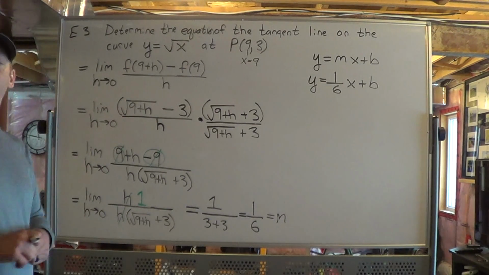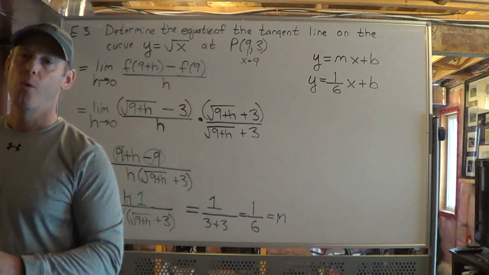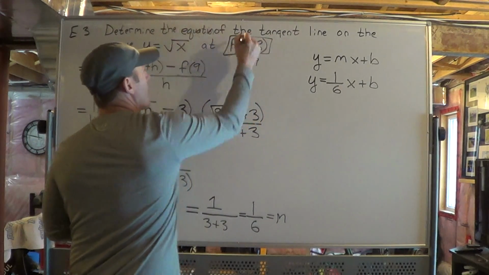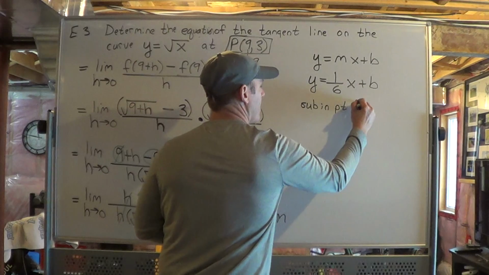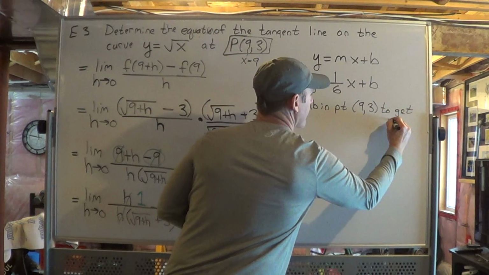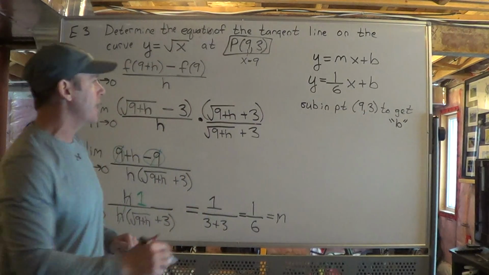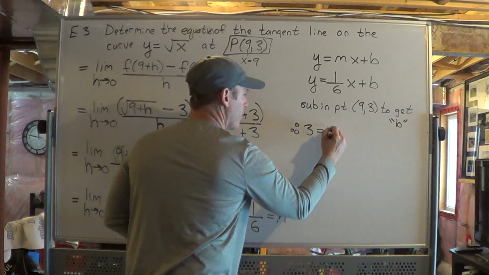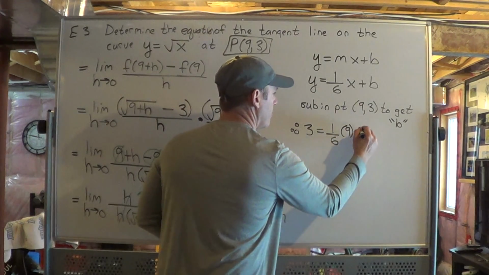And so, well, we need a point on that line. Because if we know an x and a y, we can find the b. Well, I do know a point on the tangent line. It's right here, 9, 3. So I'm going to sub in 9, 3 to get b. Well, the y value is 3 and the x value is 9. So therefore, y is 3, as I said, equals our slope here, 1/6, times our x value, 9 at that point, plus b.